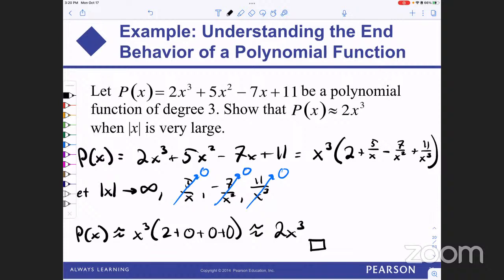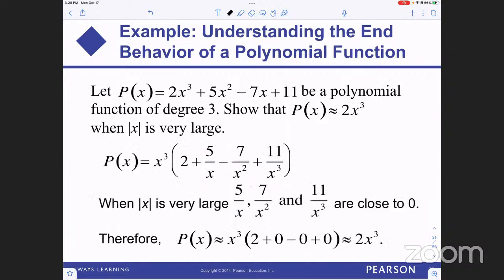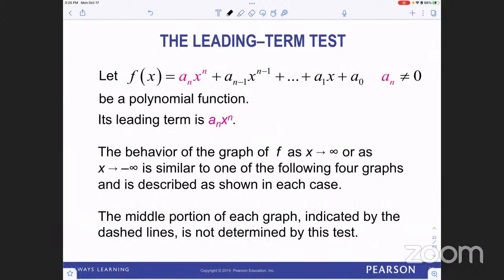So again, you're not really going to be doing it this way. This is just providing some context on how we're able to go from those 4 cases for the power function to these 4 cases for the polynomial. Because of this, we can extend those 4 cases from the power function to the polynomial function. That brings us to the leading term test.